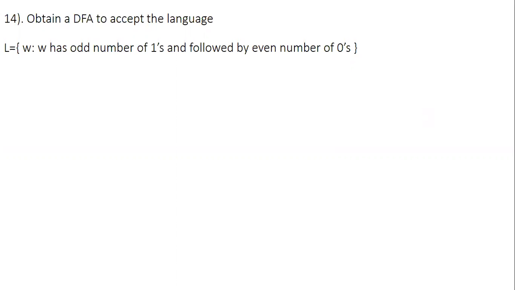Okay. So in this question, they're giving a condition like there should be odd number of ones followed by even number of zeros. So 100 should be accepted. 110 will be rejected. Why? Because they are mentioning odd number of ones followed by even number of zeros.